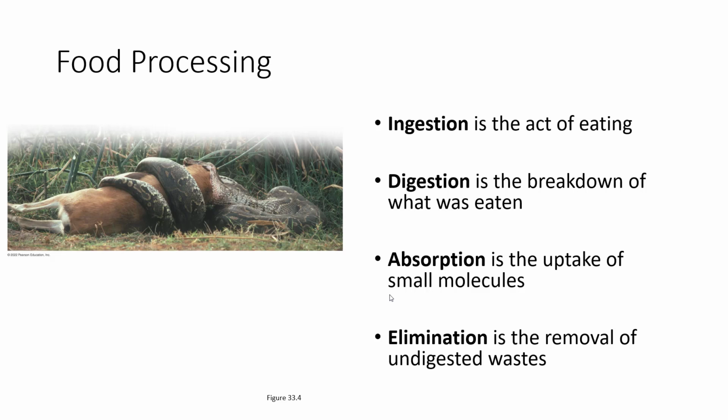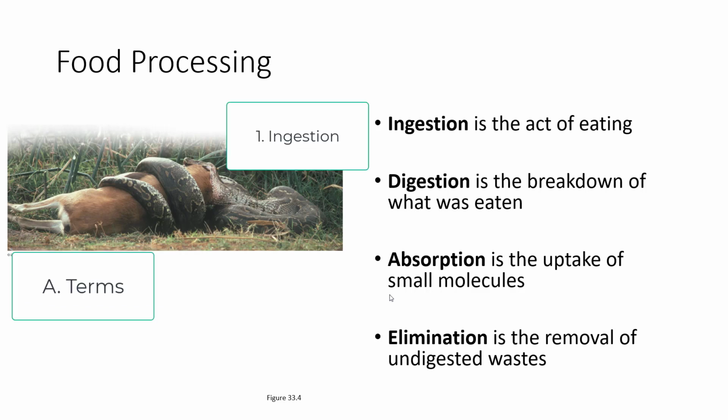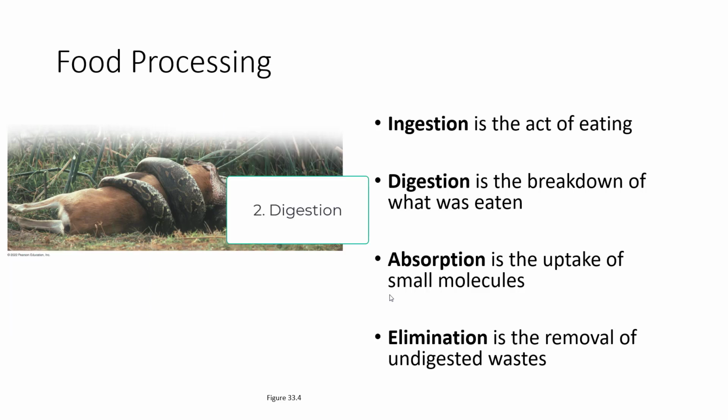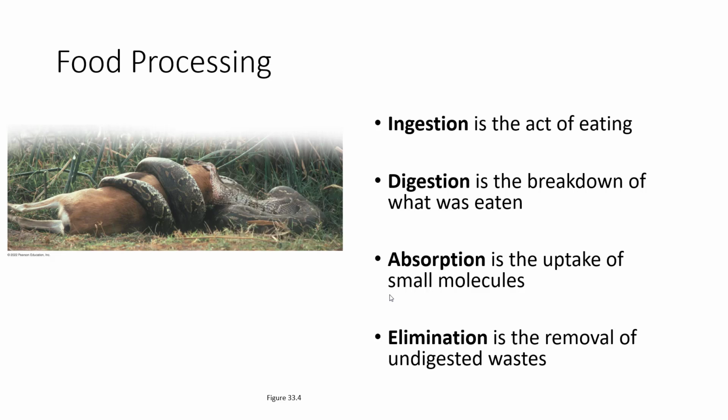Once food is ingested, it has to be processed. So how are we going to process food, and how are we going to look at how different organisms process food? Well, ingestion is the act of eating. Digestion is the breakdown of what was eaten. Often this takes the form of the breakdown of proteins into individual amino acids by various enzymes. Absorption is the uptake of those small molecules. The small intestine absorbs a lot of amino acids and fatty acids, and thus can get them from the chyme that is going through the small intestine.